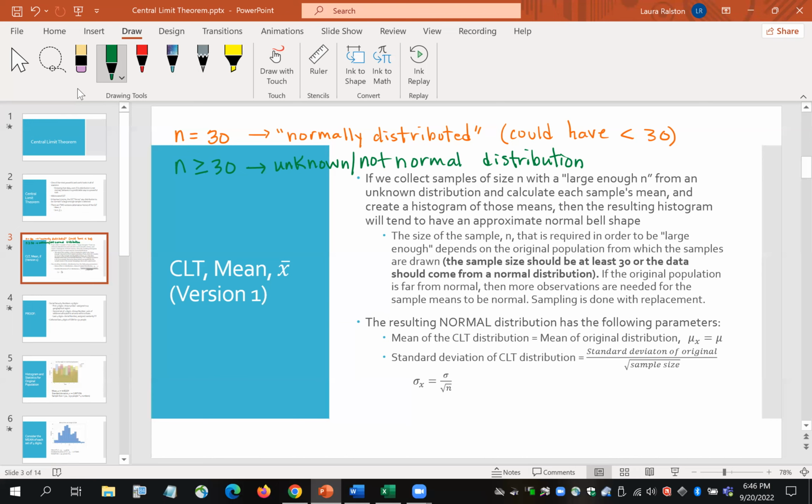Okay. And really, anytime in statistics, the more data or the more items you have in your sample, the better it's going to be. More data is always best.